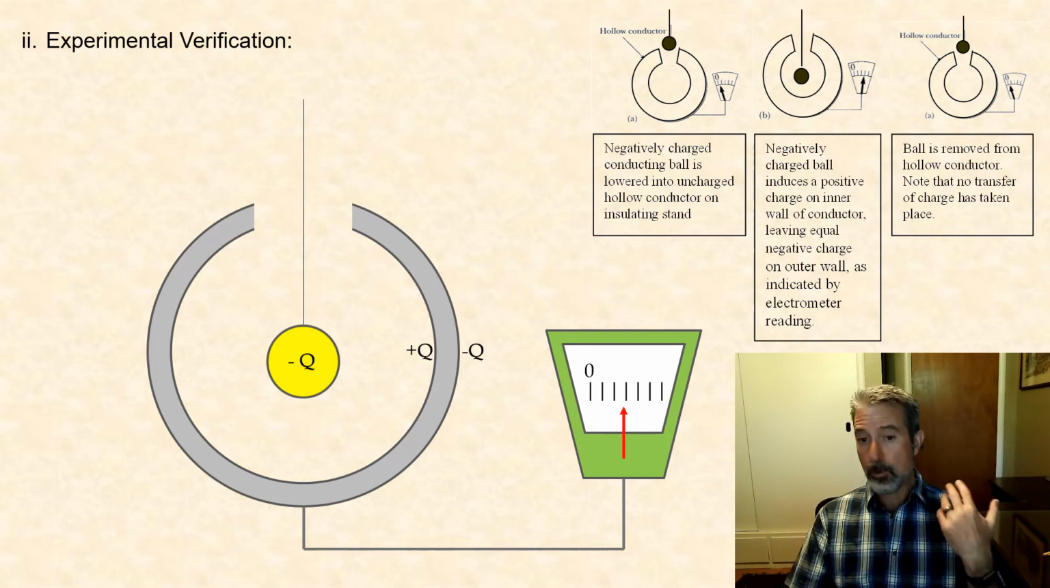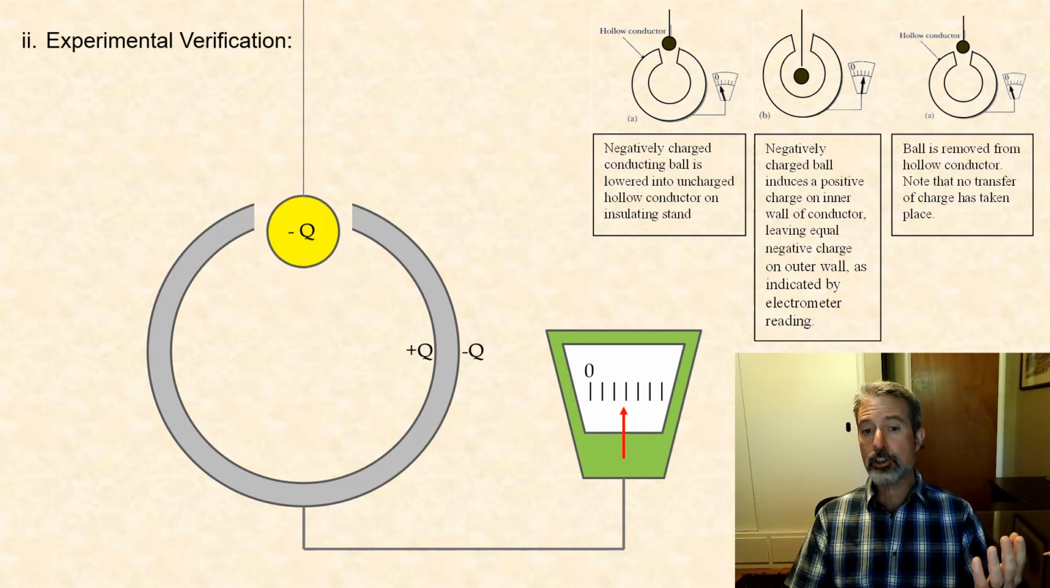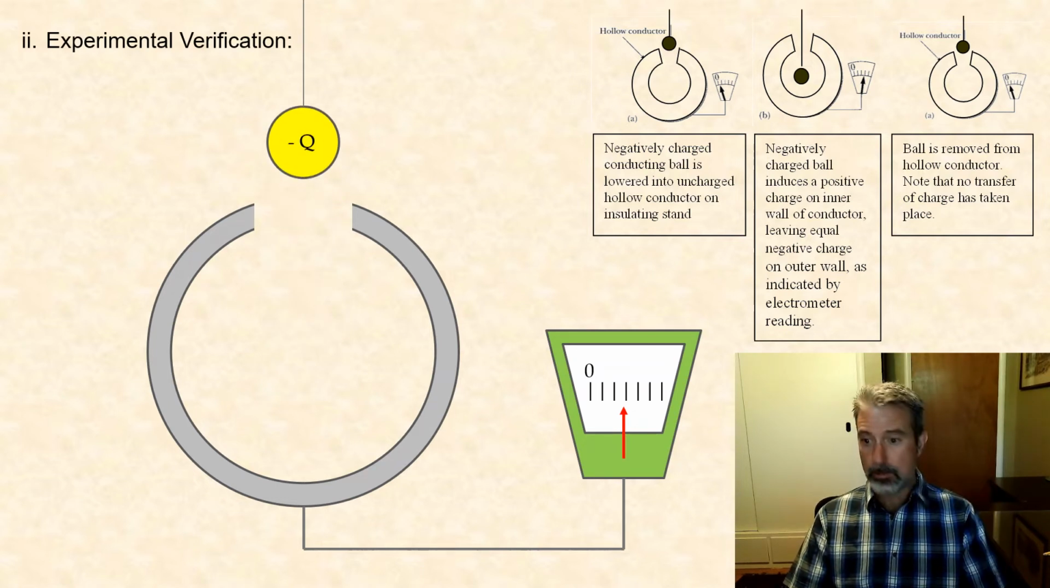Now, when we remove the ball from the interior region, since we have not transferred any charge, the charge that was induced disappears and the electrometer reading goes back to 0. So this is really the first step. We've shown that we can induce the same charge as on the ball on the outer surface of the conductor, and that is what the electrometer showed us.